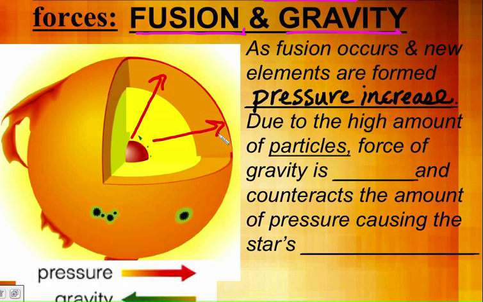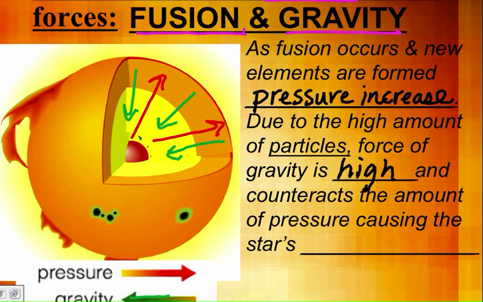But because there's so many particles inside that star, gravity is also present. And because there's so many particles, gravity's force is pretty high. And so gravity is able to kind of tame down and balance out the pressure. We can see here we have our green arrow for gravity. We want to show that that force then balances out the pressure.